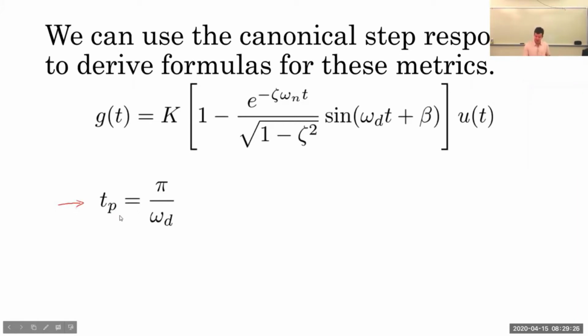So what I'm trying to say is that the peak time of a canonical underdamped second order system is governed exclusively by the damped natural frequency. Pi is just pi, 3.14.